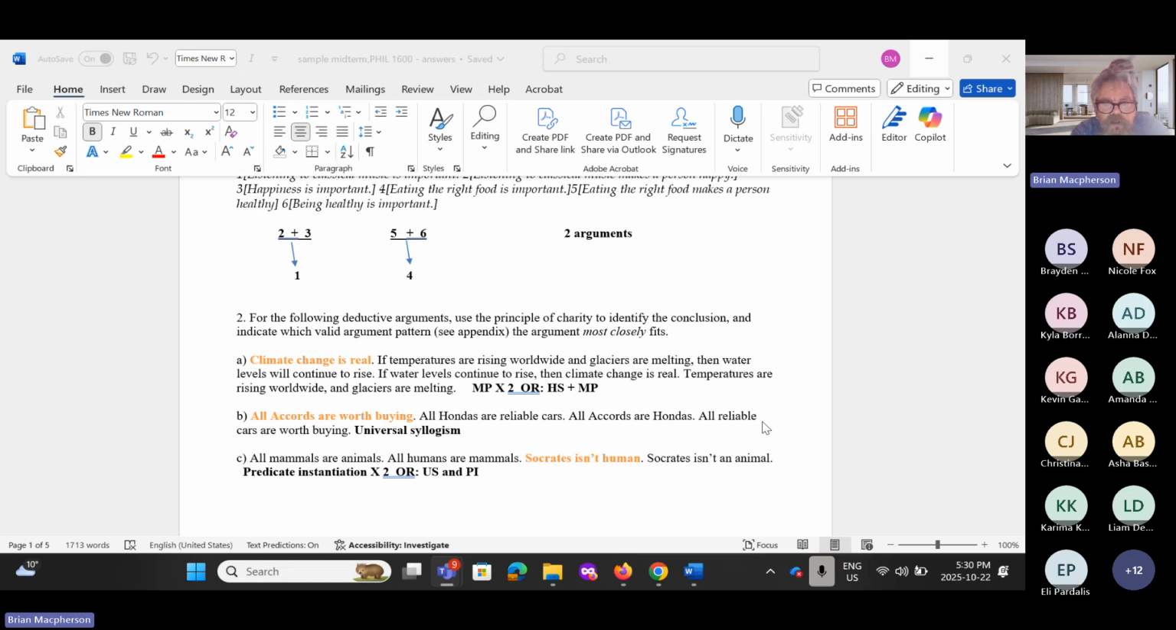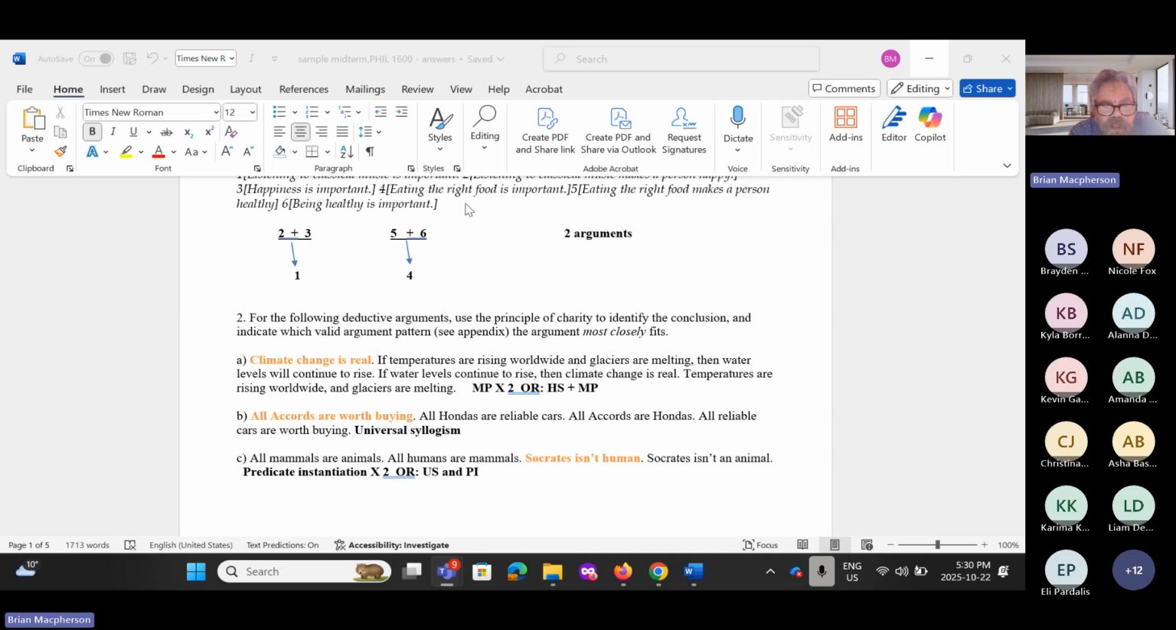All A's are B's, all B's are C's, therefore all A's are C's. So the conclusion then, I hope it shows up, I have it in orange. That's the conclusion. Then number C, same exercise. You're going to have to tell me what the conclusion is.